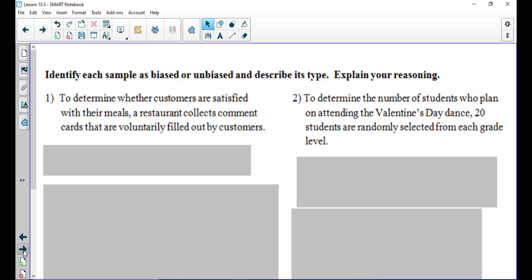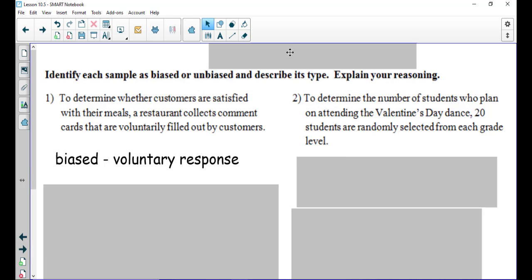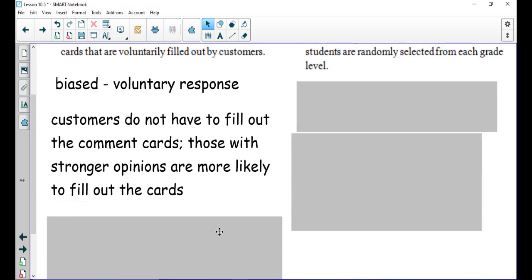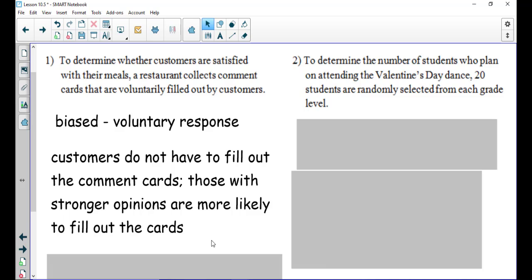So number 1, it says to determine whether customers are satisfied with their meals, a restaurant collects comment cards that are voluntarily filled out by customers. So this would be an example of a biased sample because it's a voluntary response. And what makes it not necessarily the best is, one, that customers do not have to fill out the comment card, so it's not required, although it's kind of hard to say you have to fill this out. Maybe that wouldn't be good customer service.